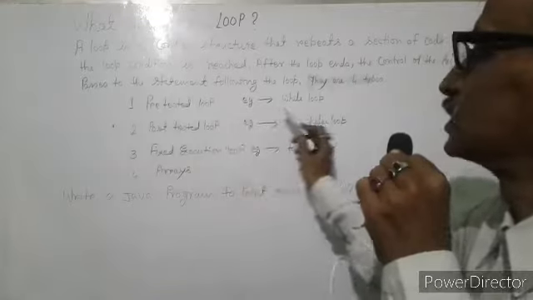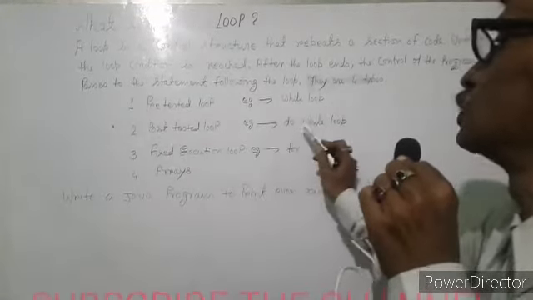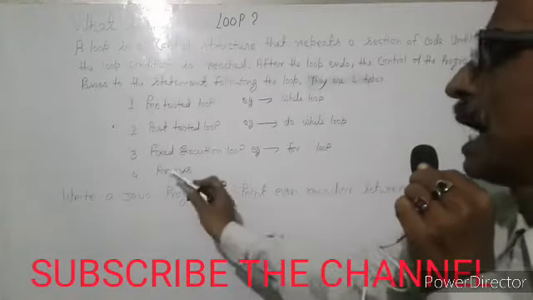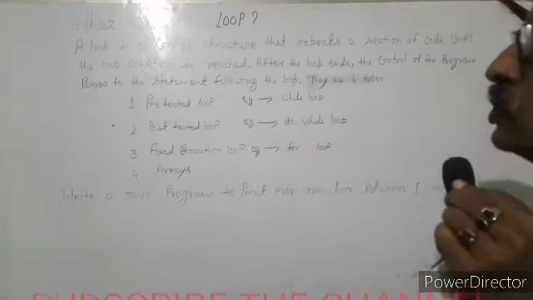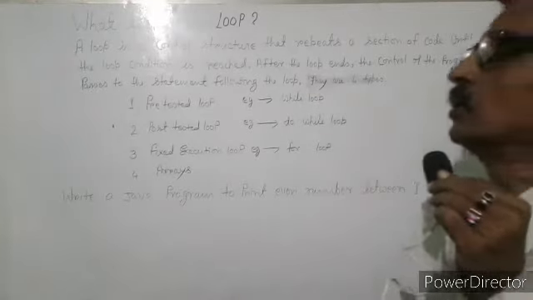Pre-tested loop, for example, the while loop. Post-tested loop, the do while loop. Fixed execution loop, the for loop. Arrays, which are just like a table. So first of all, we will understand about loops.